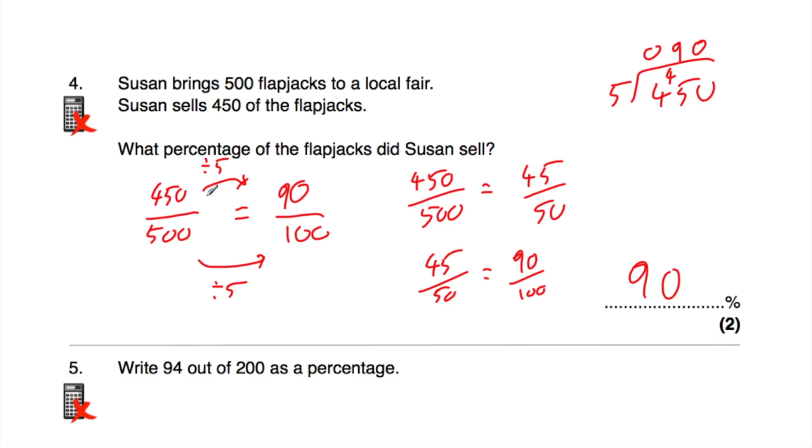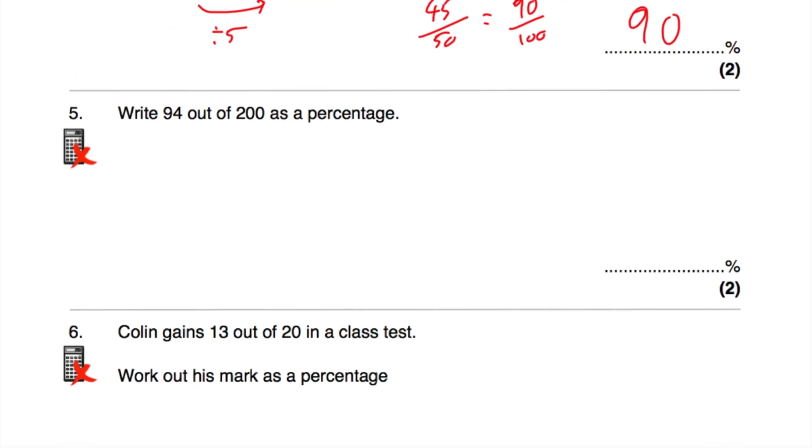Alternatively, you could use the bus shelter method and do 450 divided by 500. But I think really finding an equivalent fraction with 100 as the denominator would be the best approach in this question. Okay, let's look at the next question, question number 5.